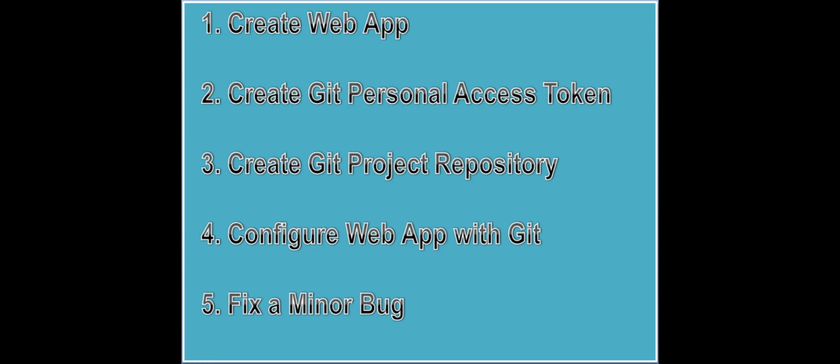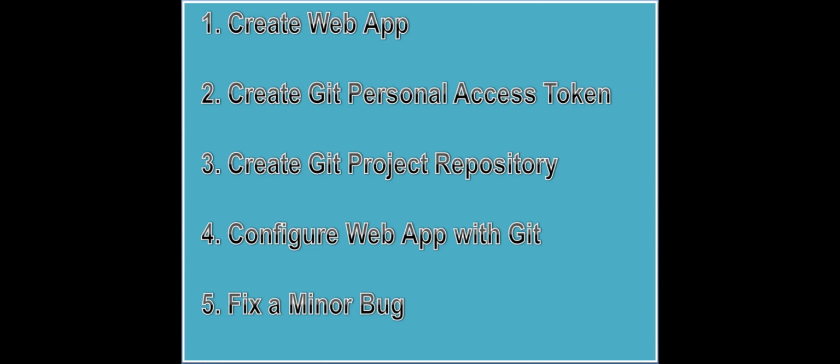Those are: Step 1. Create web app. Step 2. Create a Git personal access token with admin access, which will be used as password credential while creating connection pipe in Deployment Center in Azure Web App. Step 3. Create Git project repository. Clone this repository and push the changes made in your ReactJs web application.